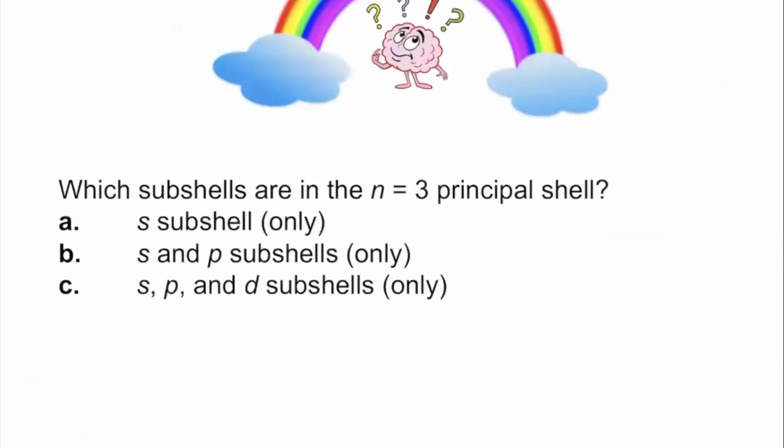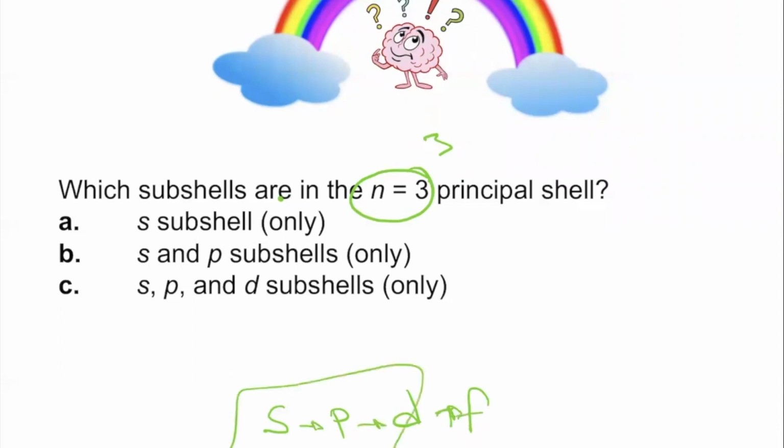So for example, if I ask you, which of the subshells are n equals 3? Well, n equals 3 must have 3 sublevels. And you're always going to go in this order: S, P, D, and F. You must always go in this order. So since it's 3, you're going to have the first 3. So the answer for this will be C, S, P, D.